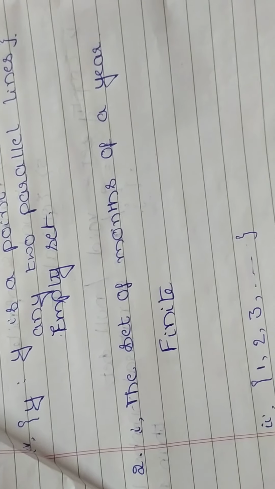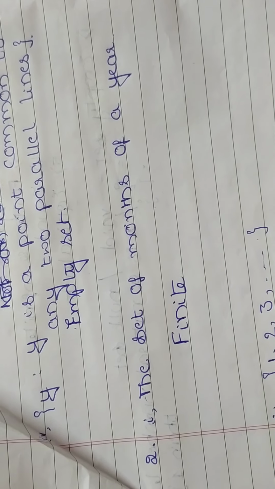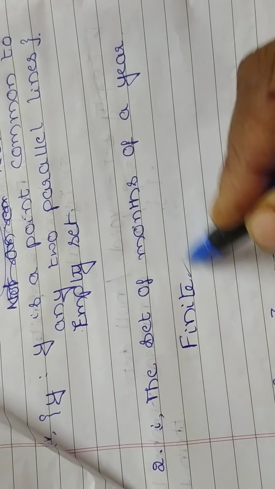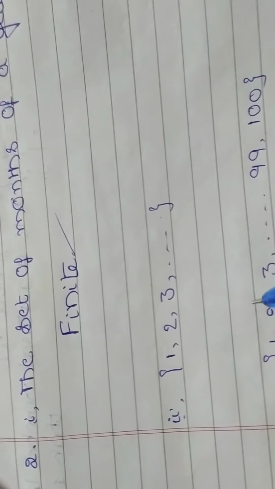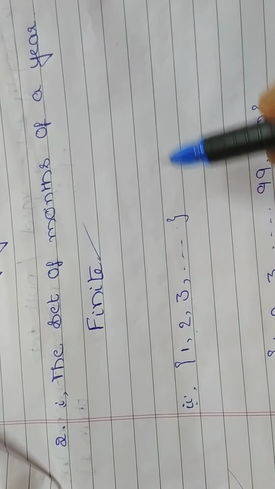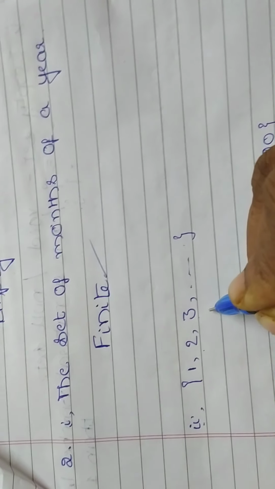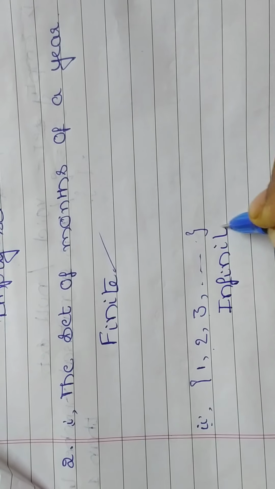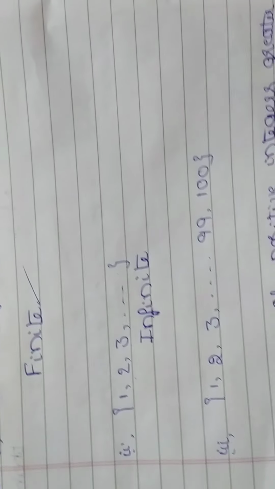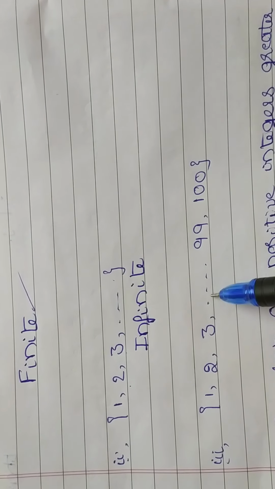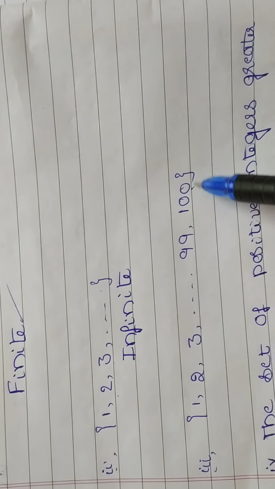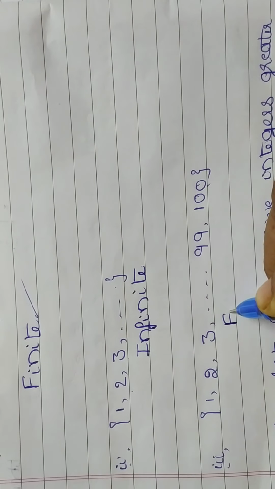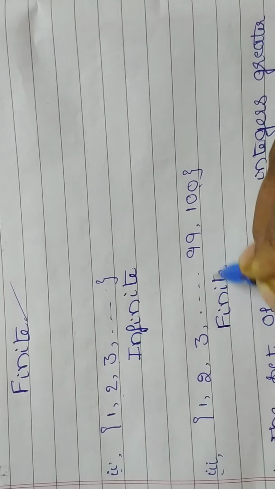So there are 12 months. As we can count the number of elements in the set, that's why it is a finite set. Now coming to the next one, see here 1, 2, 3, 4, and so on. That means it is an infinite set which you cannot count. Next one, 1, 2, 3, 4 like that till 100. Till 100 means they are countable. That means it is a finite set.